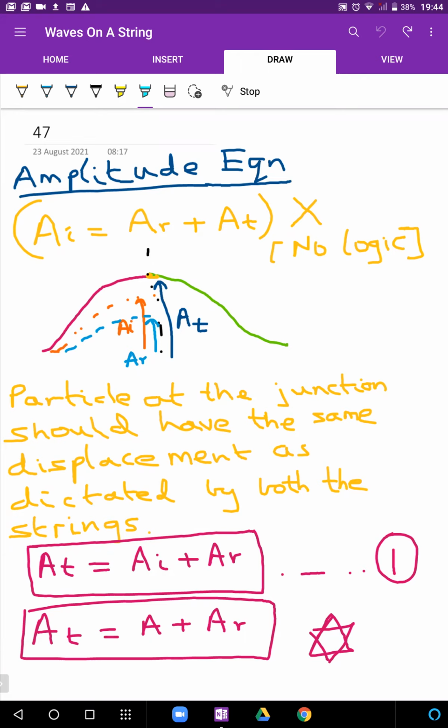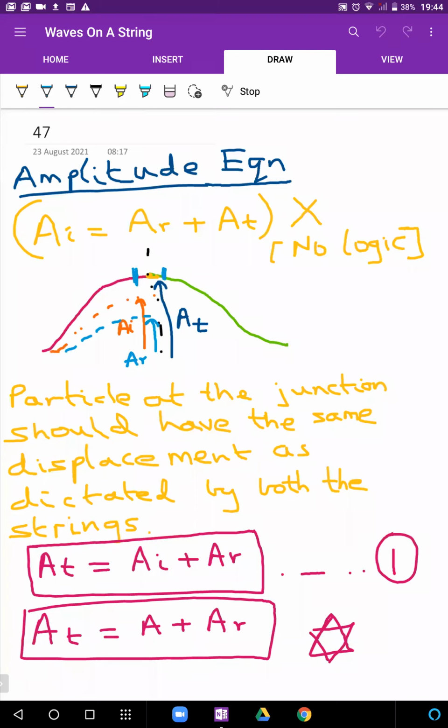What is happening? In reality, we'll have to think of what the displacement of this particle will be. Because the only way we can hope to equate AT, AI, and AR is by considering the fact that the particles on both sides of that point of contact should more or less be at the same place.